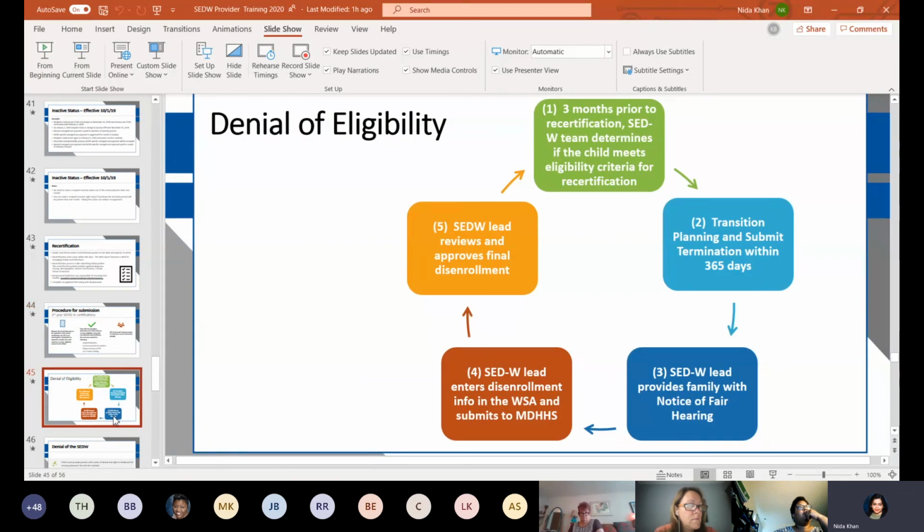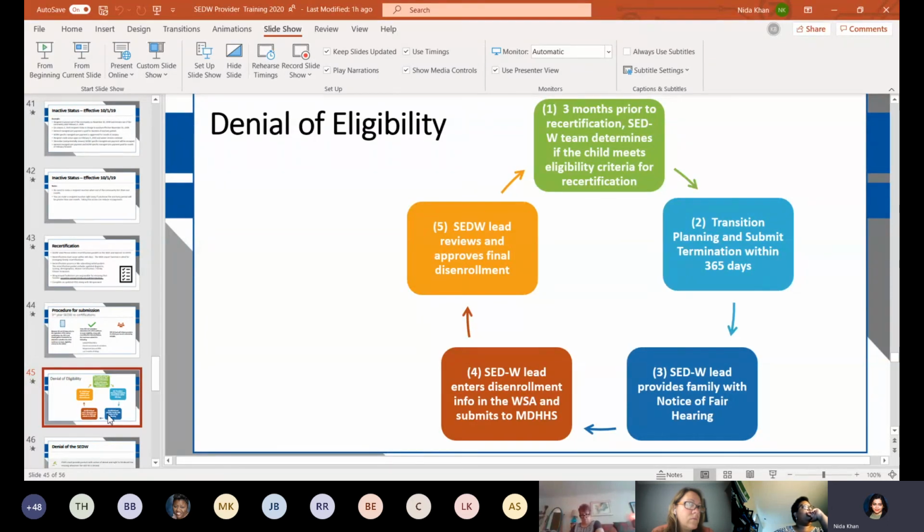Now, in an event that there is a denial, let's say that we did submit for recertification and it was denied, what happens in that process? Well, if it is denied, then the SED waiver lead, which is Kim in this particular incident, will be sending out a letter and notice of disenrollment to the family. And with that, they will have an option for applying for a notice of fair hearing. And then they can follow through with the due process department, which is handled by Benita Brown, in case they want to move forward in that direction.